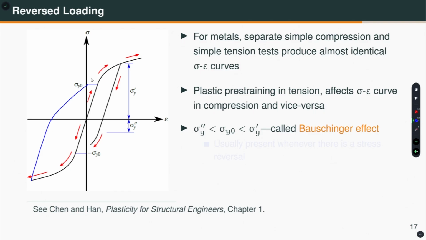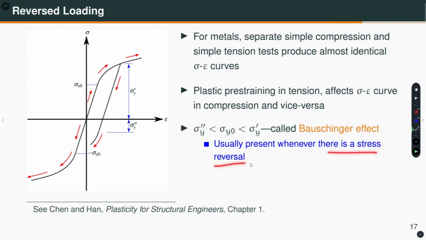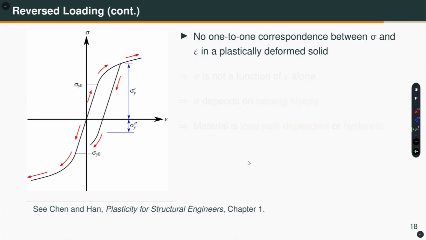It yields early. So, it does not matter whether it has gone to tension first or compression later. If you take it beyond the yield stress in tension and then when you go into compression, it shows the Bauschinger effect, and vice versa. So, it is usually present whenever there is a stress reversal, that means tension to compression or compression to tension.